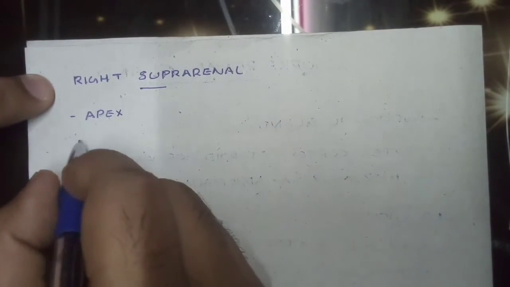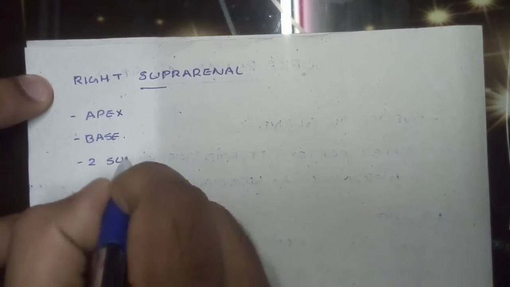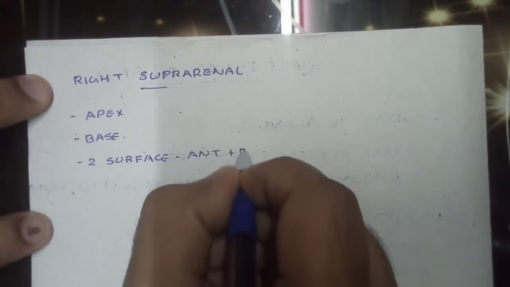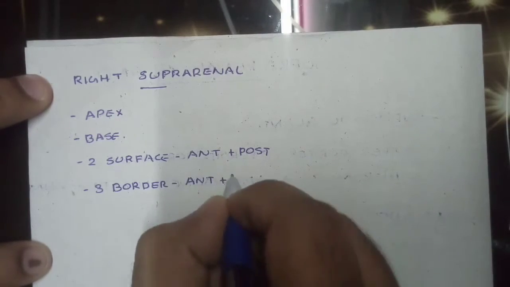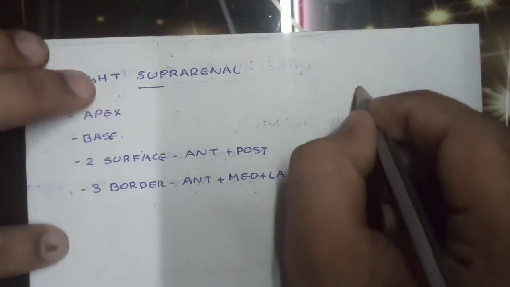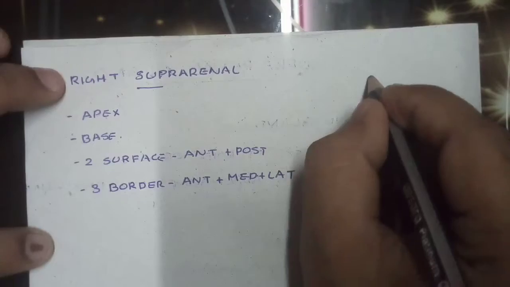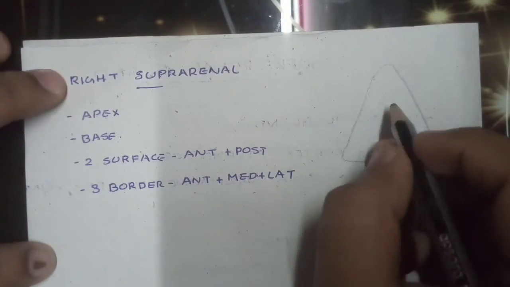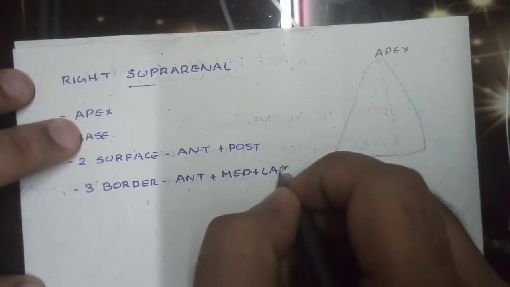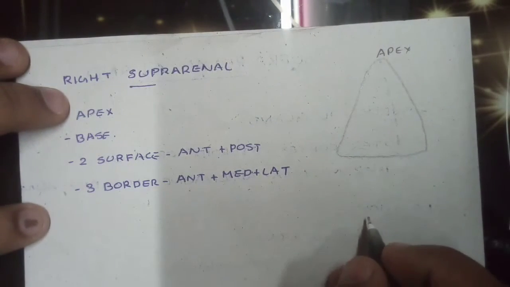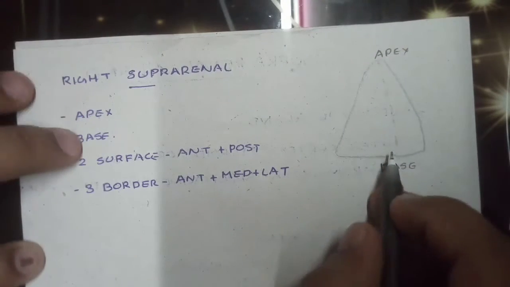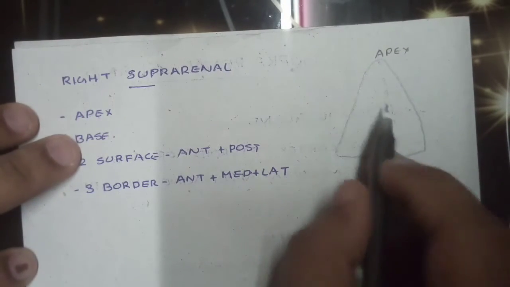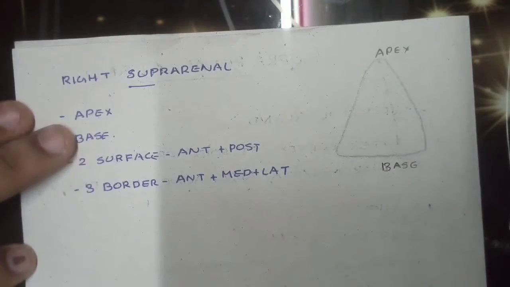Now for the right suprarenal gland, which is triangular in shape, so it has an apex, a base, two surfaces, anterior and posterior, and three borders: anterior, medial and lateral. You can see in the diagram that it is triangular in shape. I am just marking a triangular shape with apex and base. That's for the structure of the right suprarenal gland.